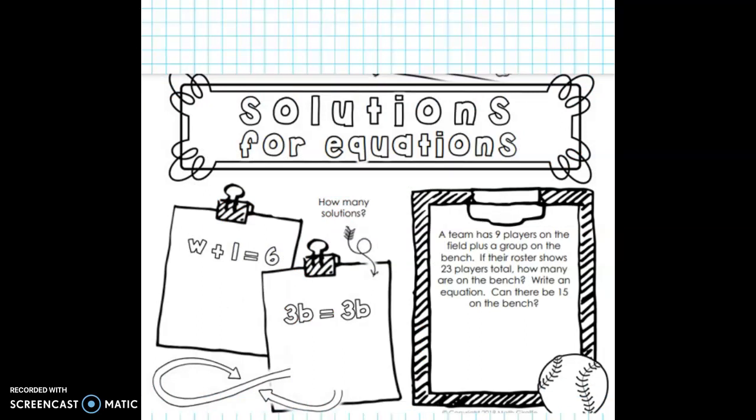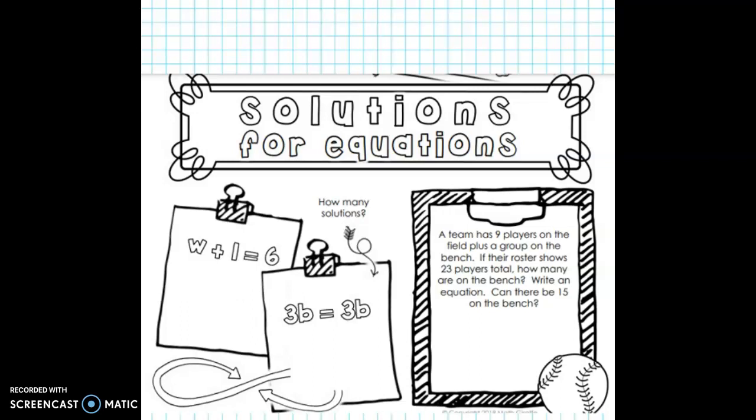Solutions for equations. How many solutions? A team has 9 players on the field, plus a group on the bench. If their roster shows 23 players total, how many are on the bench? Write an equation. Can there be 15 players on the bench? So we have an example of a word, 2 number sentences, and a story problem.